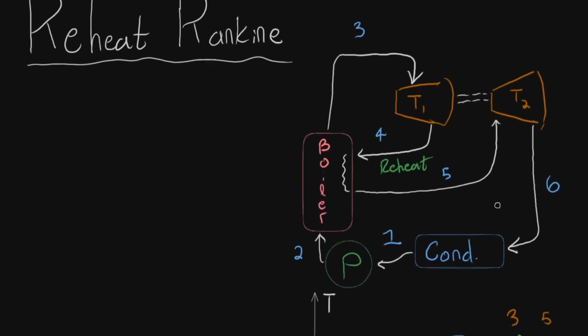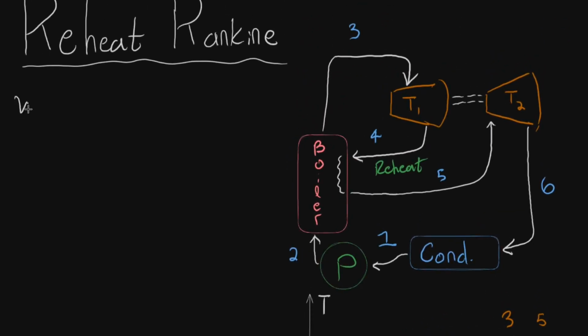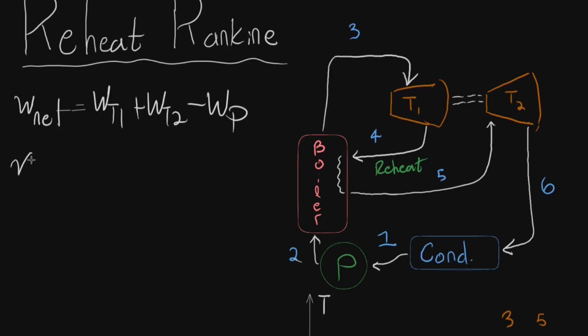So the network output, WNet, in this case, is going to be the combination of the work from the turbines minus the pump. So we'd have WT1 plus WT2 minus WP. If you're looking at intercooling, so if there were two pumps and in between you had a heat rejection, then you just do minus WP1 minus WP2. So yeah, and then most of this is going to be the same, right? Our efficiency is still WNet over Qin.